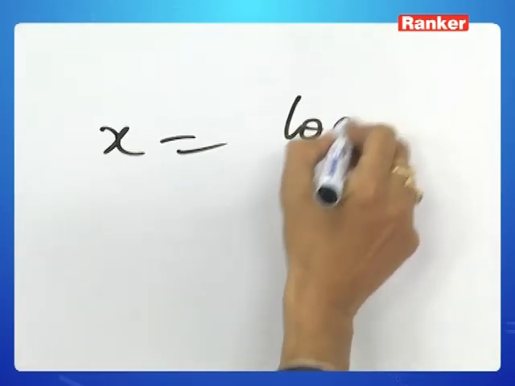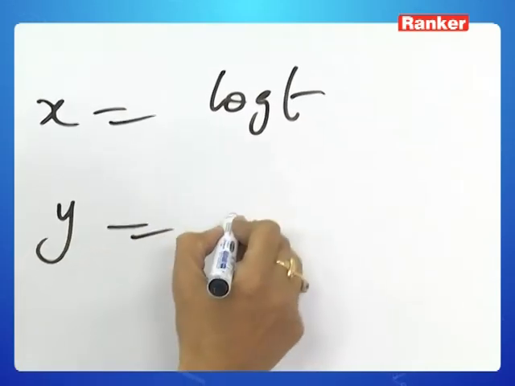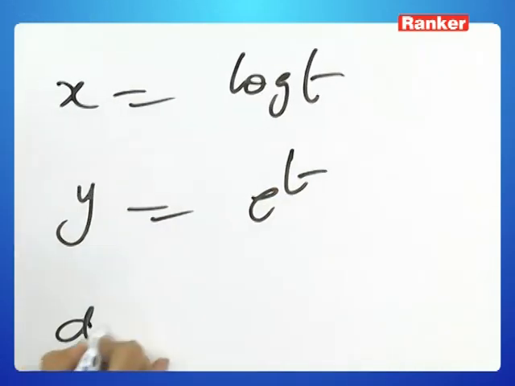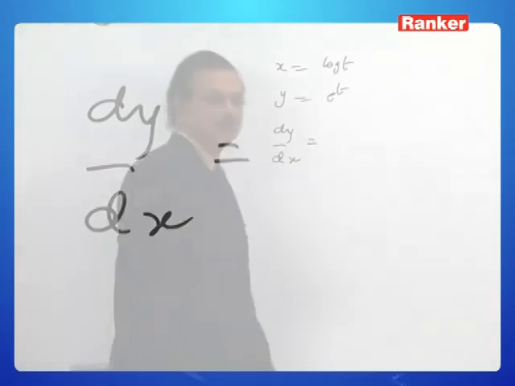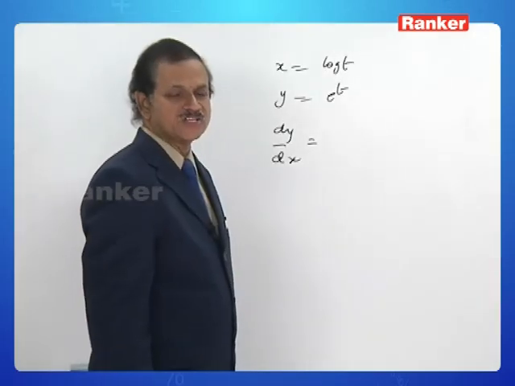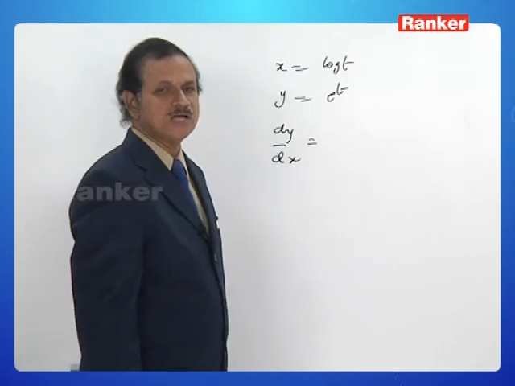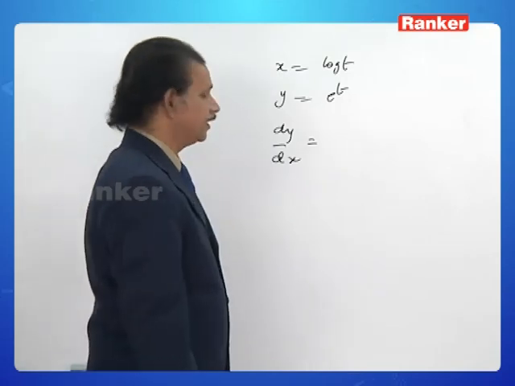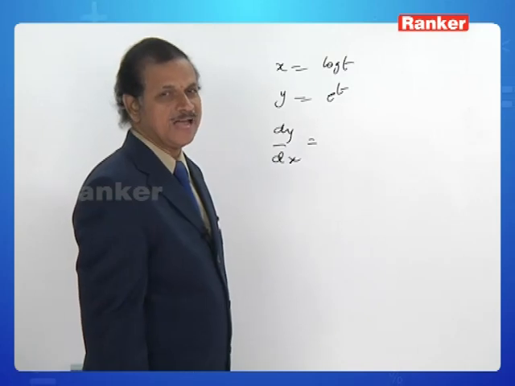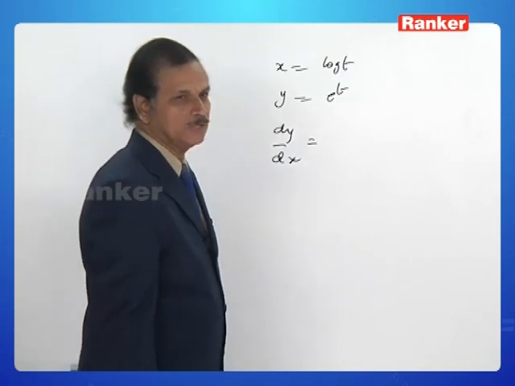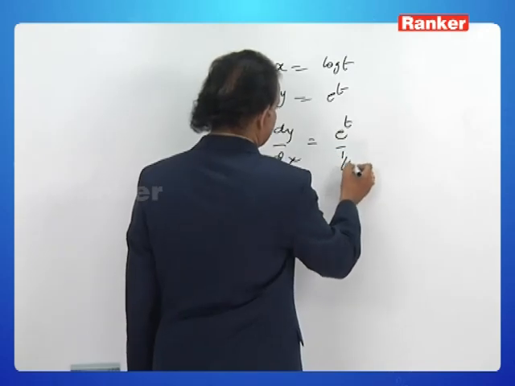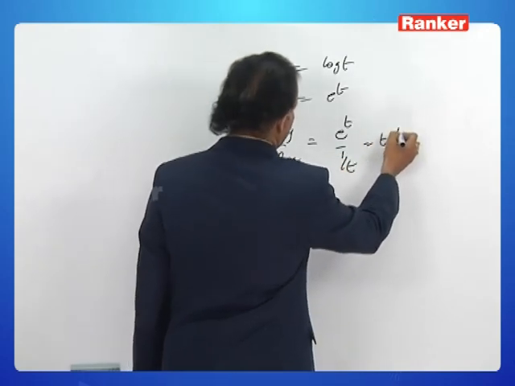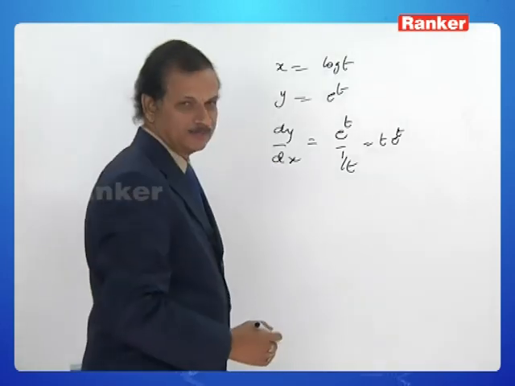x is equal to log t and y is equal to e power t. dy by dx is therefore equal to? You need not put in any step. You must be in a position to have the answer immediately. What is it? Derivative of y with respect to t by derivative of x with respect to t. What is it? e power t by 1 by t. It is nothing but t into e power t.